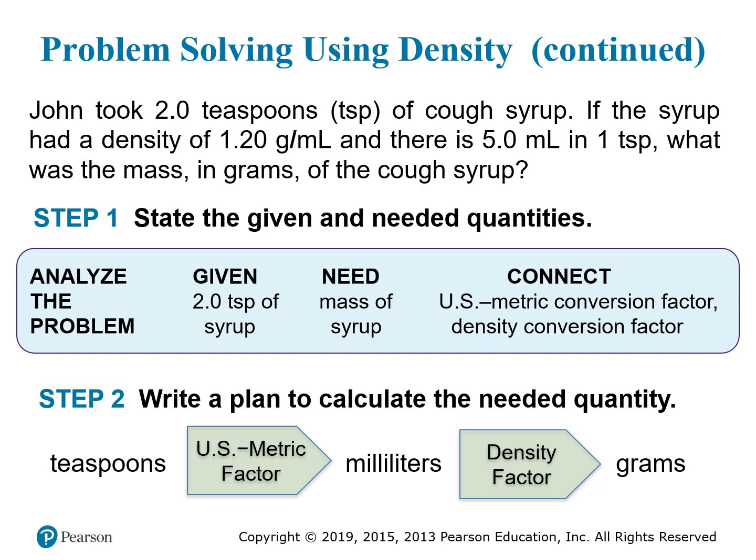The problem is the density that we're given is 1.20 grams per milliliter. It doesn't tell us grams per teaspoon. So before we can use density, we do need to convert teaspoons to milliliters. So that's step 2, right? Writing a plan to calculate the needed quantity. So we see here to go from teaspoons to milliliters, we need this factor that tells us how many teaspoons are in a milliliter or vice versa. And then to go from milliliters to grams, we're just using the density as, again, another conversion factor. Rather than plugging it into an equation, we're just going to be looking at it as a conversion factor.